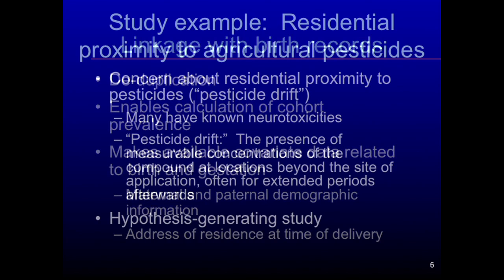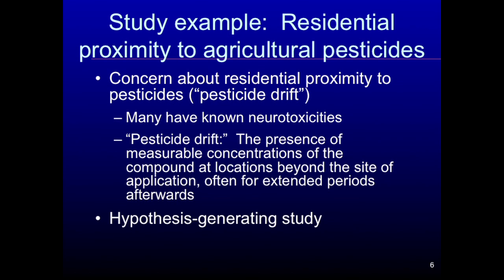Okay. So here's the study example that, sorry it took so long to get to it, Jeff asked me to kick off with. There is generally concern in agricultural communities about residential proximity to pesticides, known as pesticide drift. That's the presence of measurable concentrations of a compound in locations beyond the site of application, often for extended periods afterwards. It's a documented phenomenon. The only difference is that if it stays on the location, then we call that occupational health. And if it drifts off into somebody's residence, then we call it environmental health.